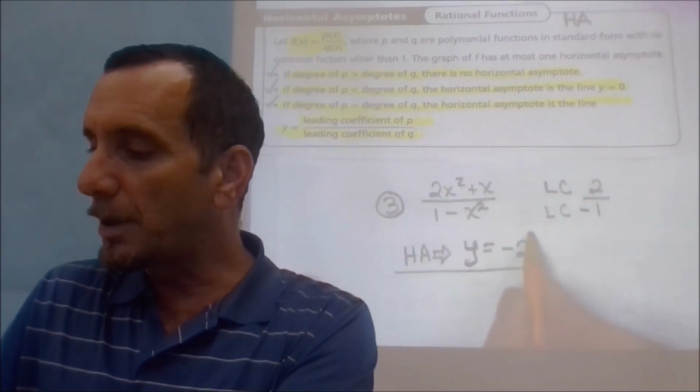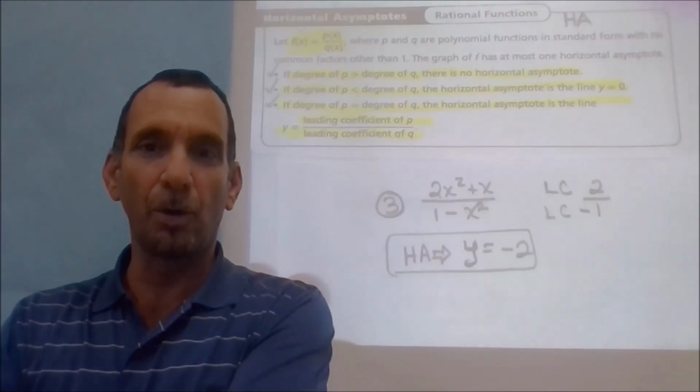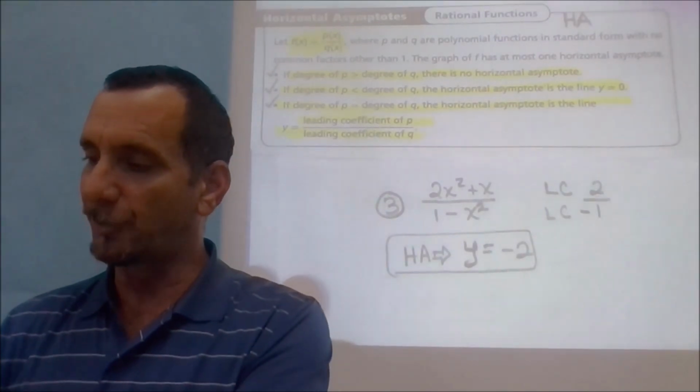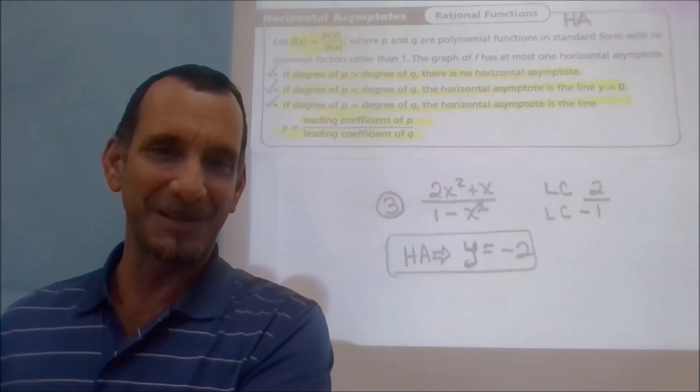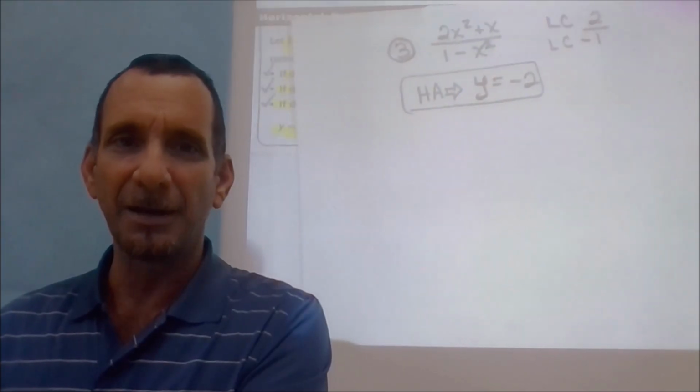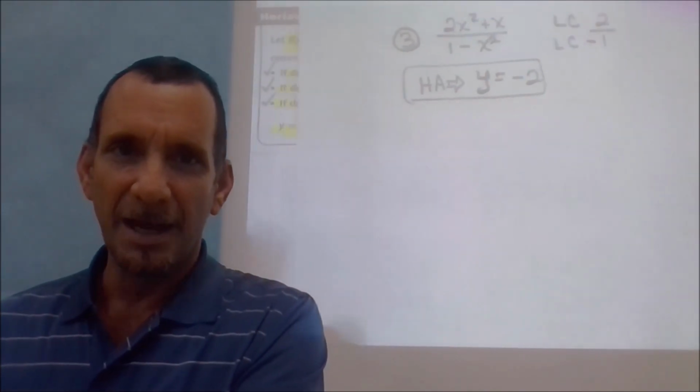So we know that we would have a dashed horizontal line at y equals negative 2. That's our horizontal asymptote. Now this is a great problem to look at the vertical asymptotes as well.